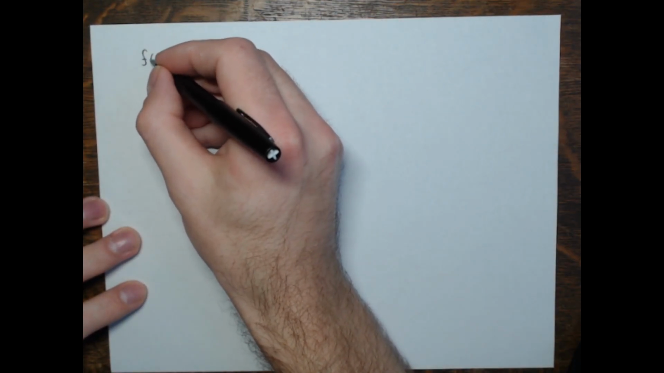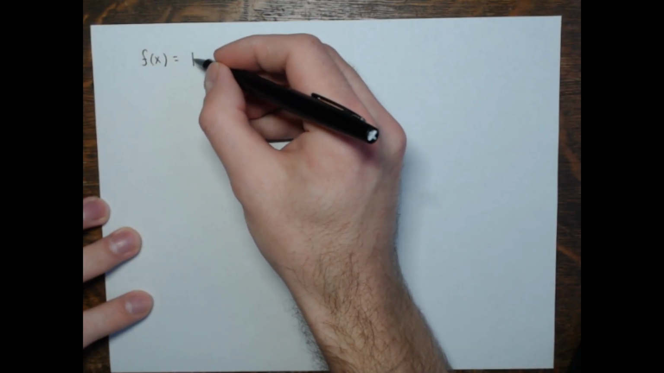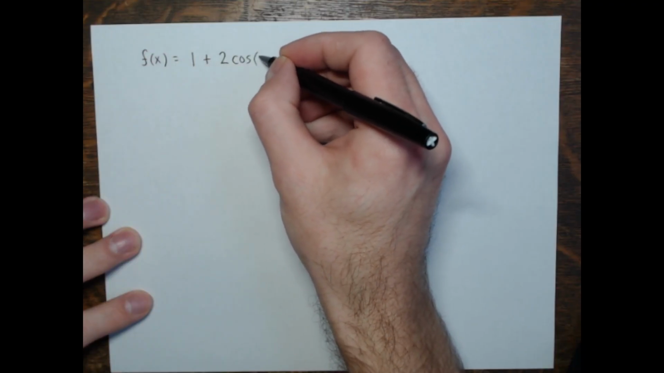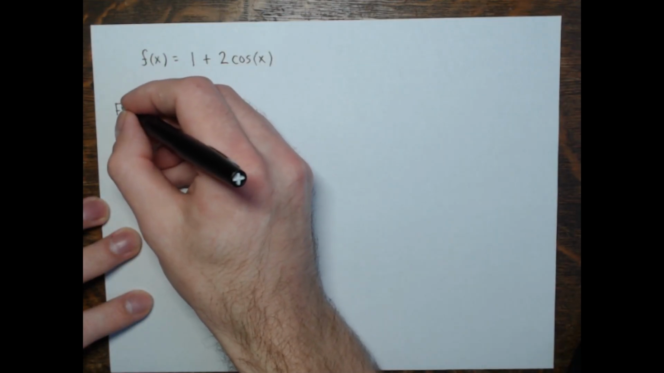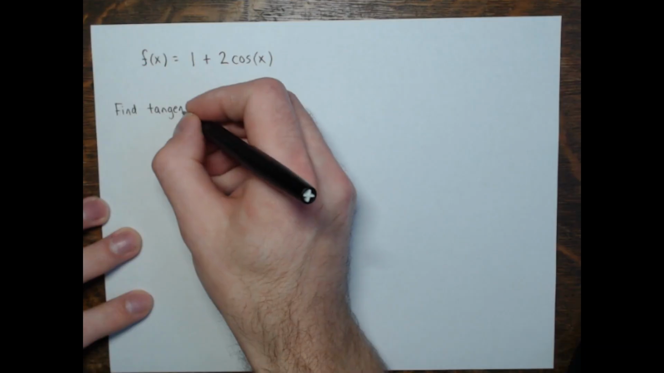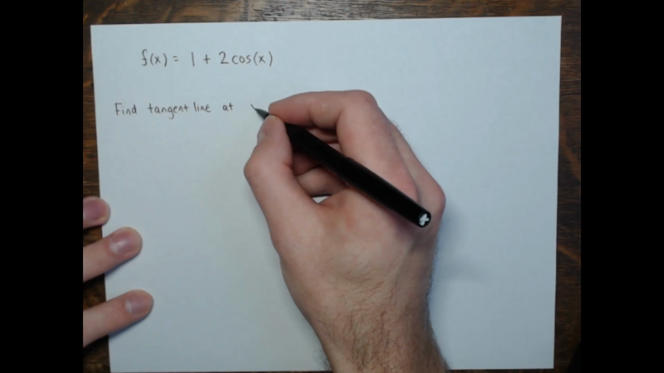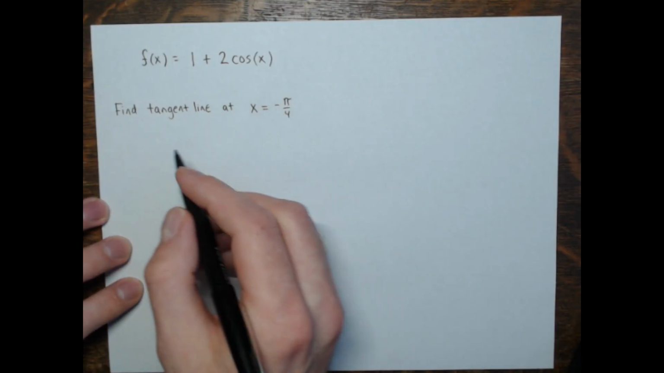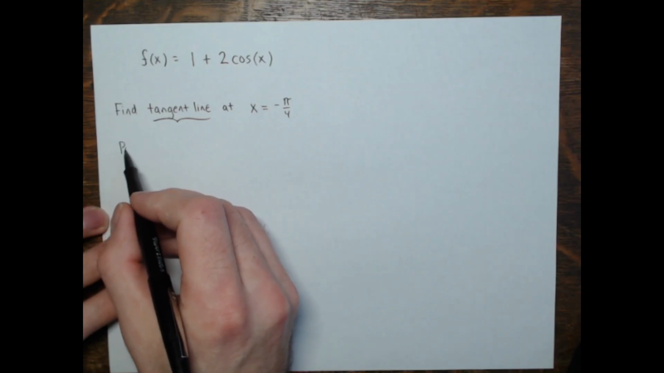So the function we're given, and we'll look at the graph of this in Desmos in a second, is f of x equals 1 plus 2 times the cosine of x. And we want to find the tangent line at the point where x equals -pi/4. All right, so remember for a line, you need two things. You need the point.